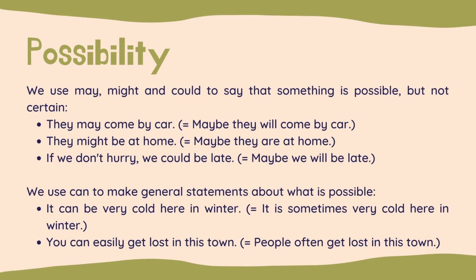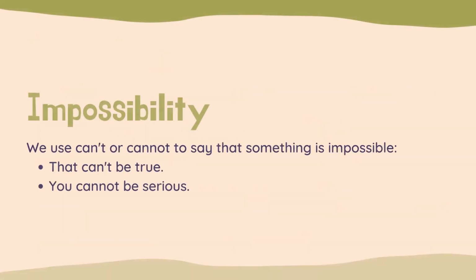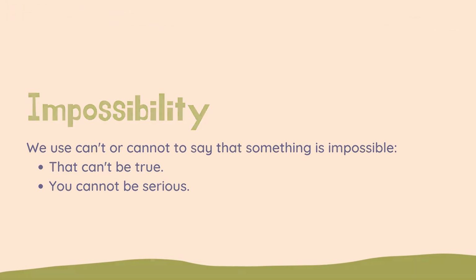We use can to make general statements about what is possible. It can be very cold here in winter. It is sometimes very cold here in winter. You can easily get lost in this town. People often get lost in this town. Impossibility. We use can't or cannot to say that something is impossible. That can't be true. You cannot be serious.